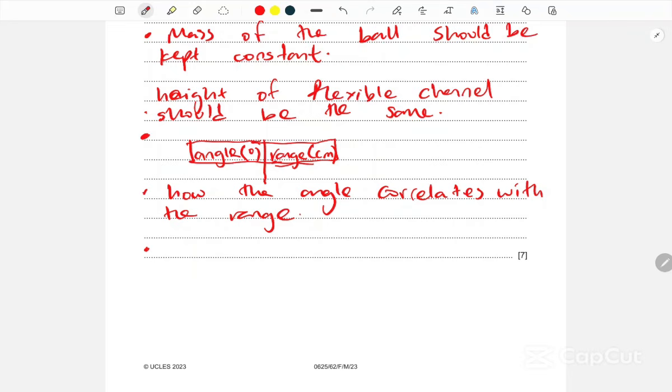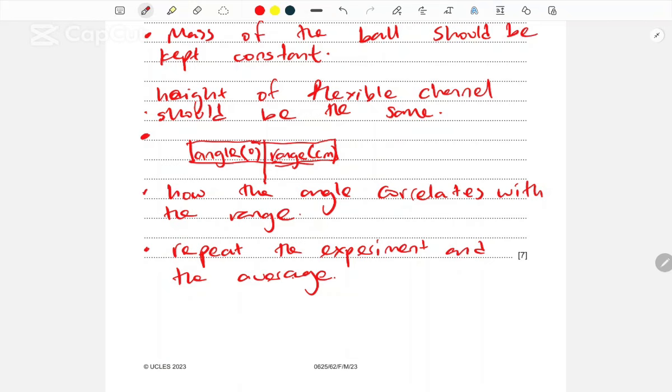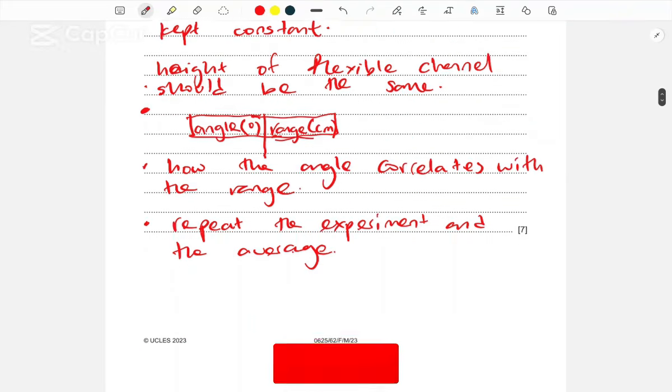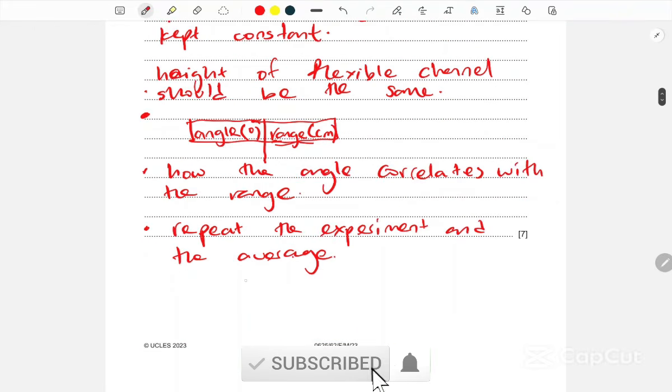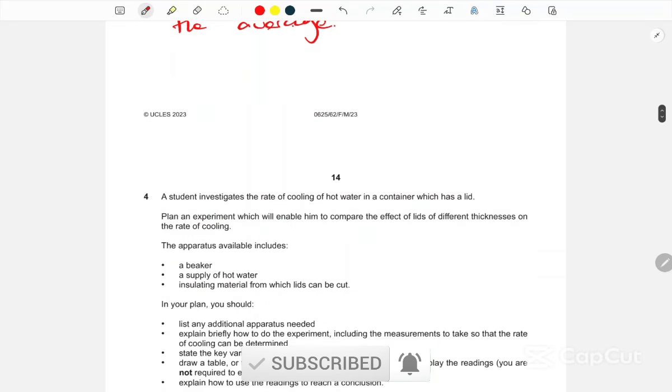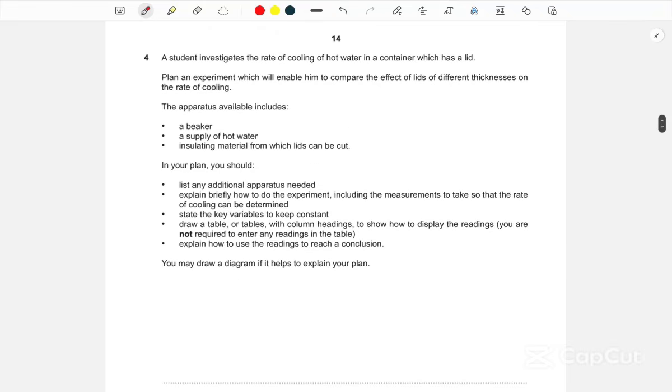And then lastly, we can write repeat the experiment and take the average. Whenever we write this statement, always write this statement because we will get marks for this, at least 1 mark. So whenever writing a plan and an investigation question, we have to repeat the experiment and take the average. So this is our final answer. Let's move on to the next one.